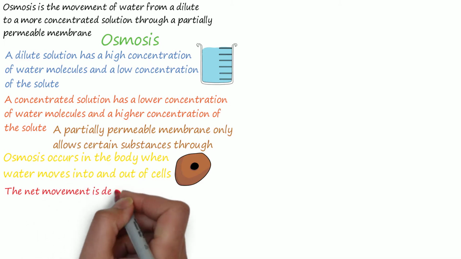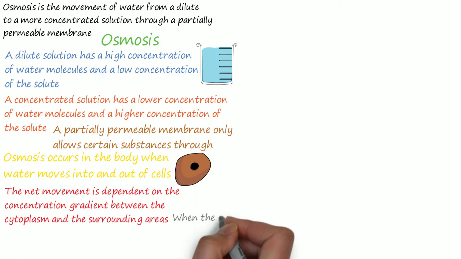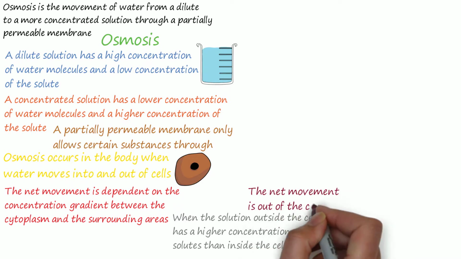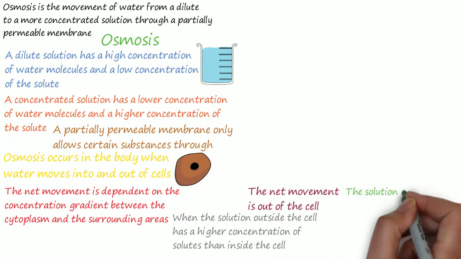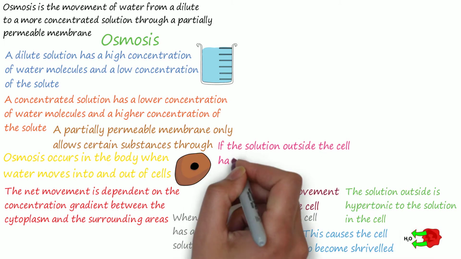The net movement of the water molecules is dependent on the concentration gradient between the cytoplasm of the cell and the surrounding areas of the cell. If the solution outside the cell has a higher concentration of solutes than the solution inside the cell, the net movement of water molecules will be out of the cell. We say that the surrounding solution is hypertonic to the cell. This causes the cell to become shriveled.